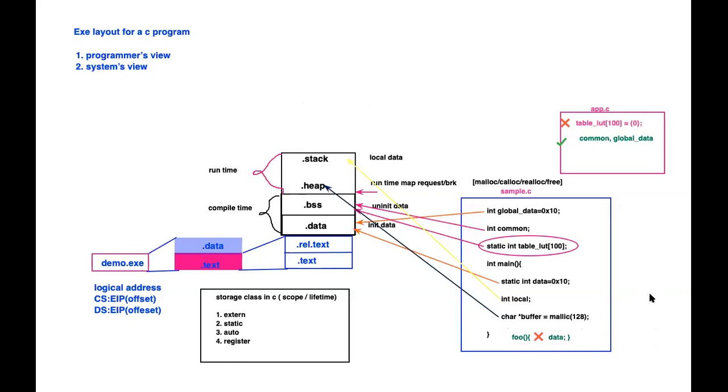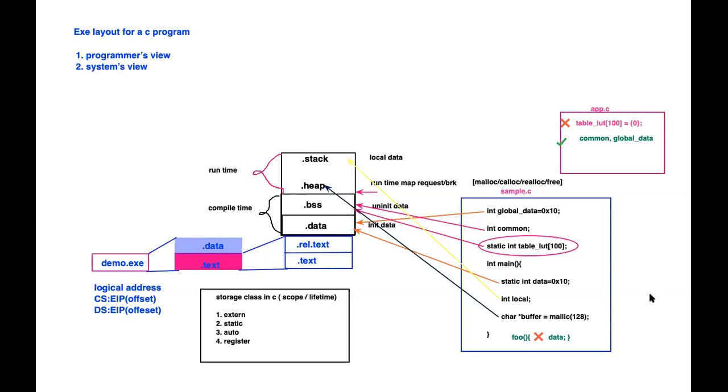So we spoke about the accessibility and scope, whether it is file scope, function scope, or across files. Now we are going to get into lifetime. What do you mean by lifetime? All the static variables and global variables are initialized only once. It means they are allocated only once. Hence, they can retain the value across function calls.